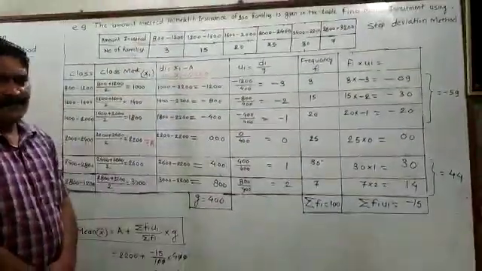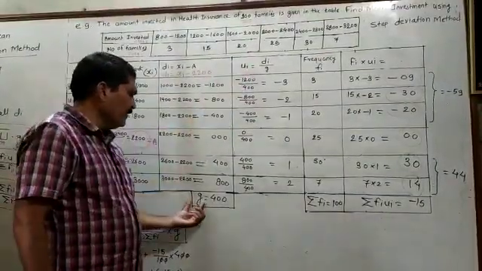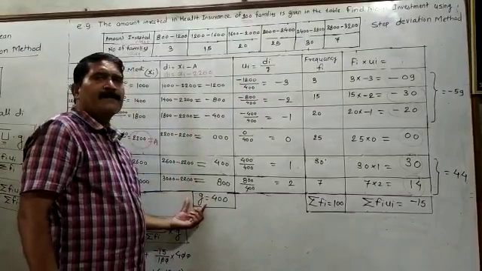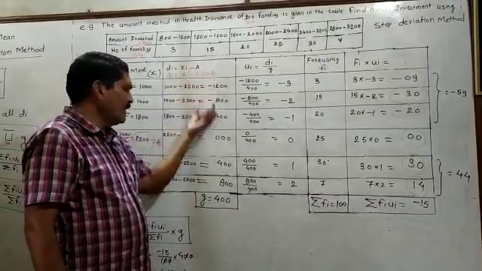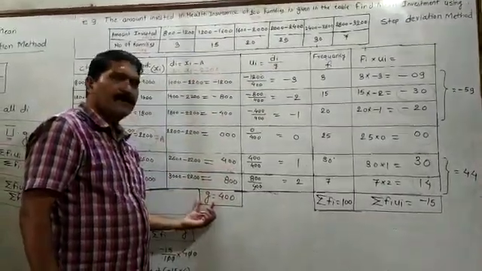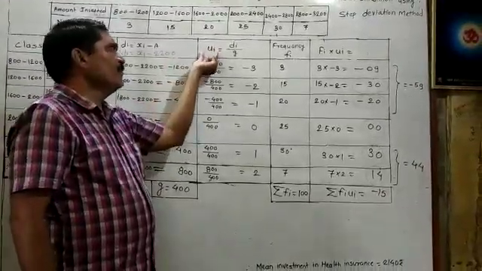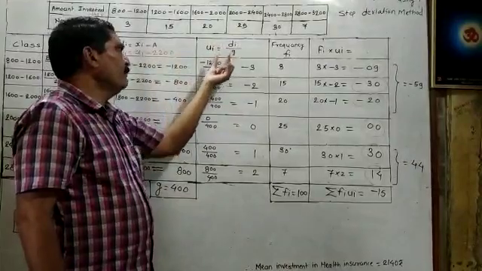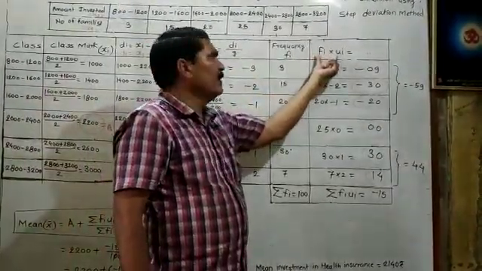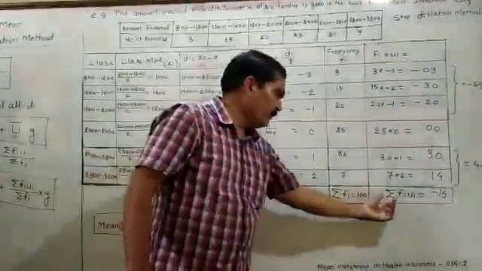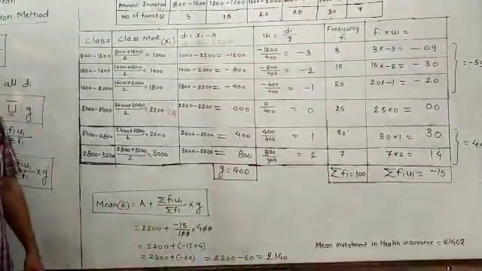This is the step deviation method. In this step deviation method, this column g will be new, other than in the assumed mean method. So from this di you have to find the g. G is the greatest common divisor, and once you get g, you have to find the ui. ui is equal to di upon g, and for the last column you have to find the product of fi into ui. You have to find the sum of fi into ui and the sum of fi. Then put the values and find the answer.